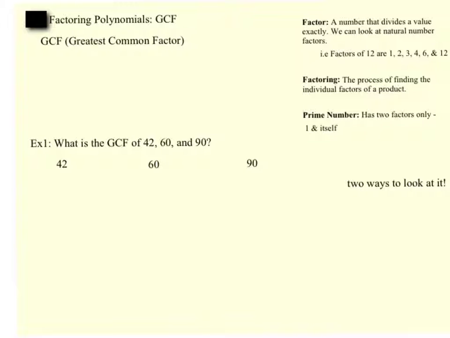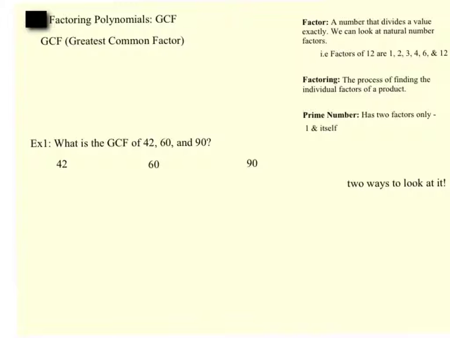For example, the factors of 12 are 1, 2, 3, 4, 6, and 12, because 1 times 12 is 12, 2 times 6 is 12, and 3 times 4 is 12. Factoring is the process of finding the individual factors of a product. However, we can find the factors of polynomials. Remember that if something's prime, it only has two factors, one and itself. The same thing happens with polynomials.